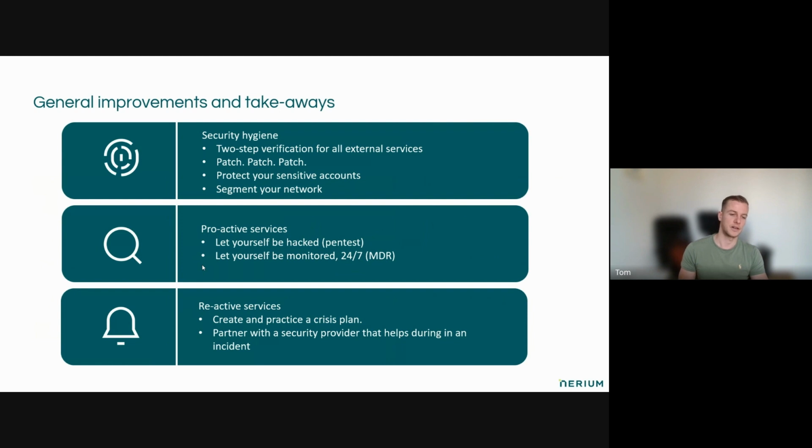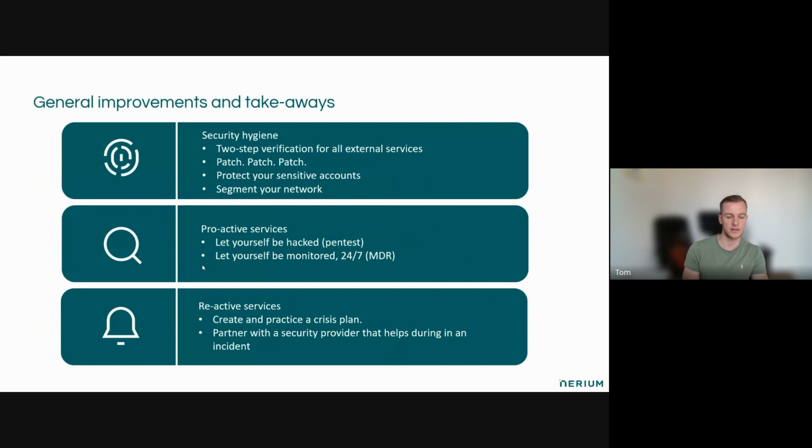Because we also see some customers say, oh no, 8x5 is fine, so only work days and only during business hours. But you see a lot of malicious activity in the weekends and on Friday afternoon. That's usually when they hit. So that's on the proactive side. On the reactive side, it's always good to be prepared for an incident, because even if you think you are secured enough, you're never 100% secured for a cyber incident.